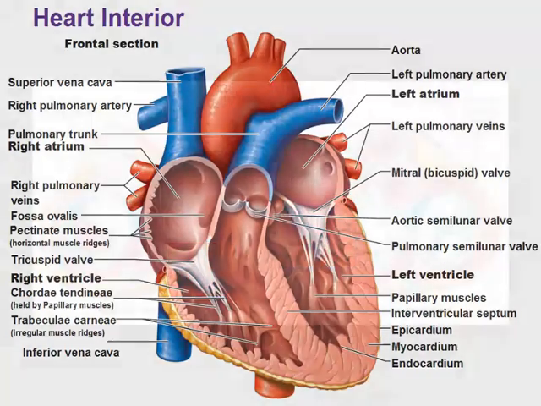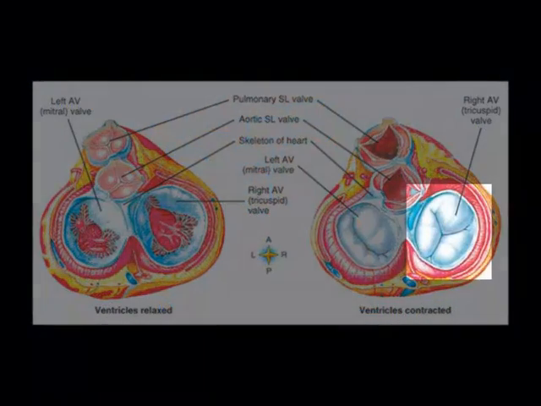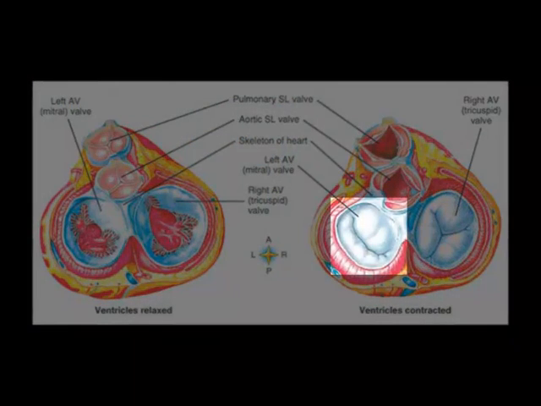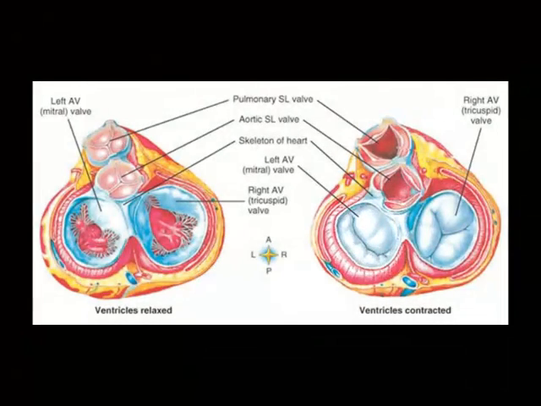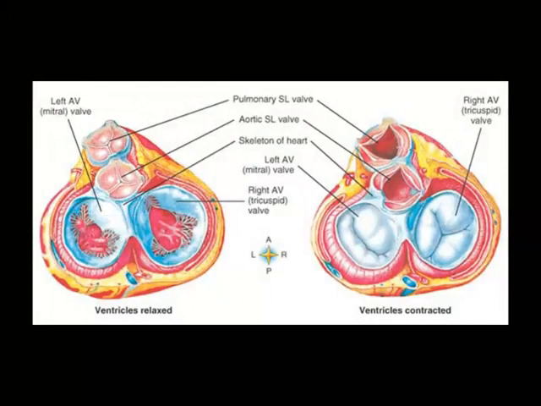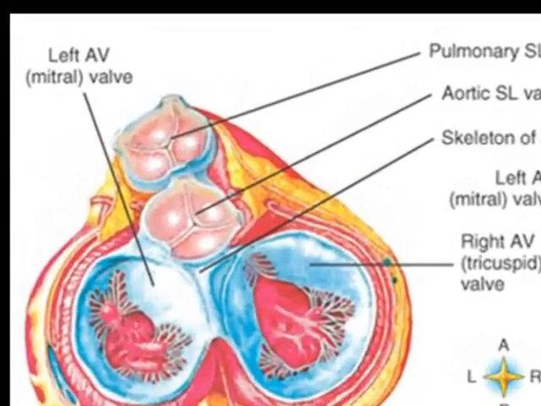The right AV valve has 3 cusps and is also called the tricuspid valve. The left AV valve has 2 cusps and is called the mitral valve. The semilunar or SL valves prevent the backflow from arteries into the ventricles during relaxation. They're located between the chambers and the vessels. We have the pulmonary semilunar valve, again between the right ventricle and pulmonary artery. We have the aortic semilunar valve between the left ventricle and the aorta. Their name, semilunar, stems from the fact that they are crescent-shaped, looking like a moon.